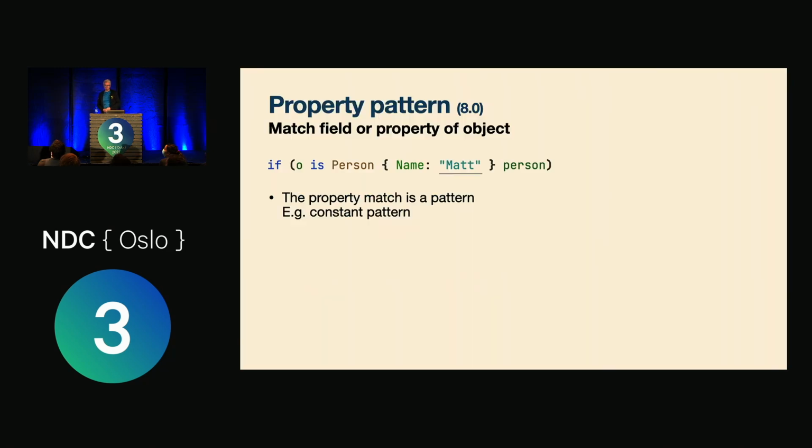And when we're talking about the property pattern, I kind of just didn't really explain this one properly. I said that we're going to match the name, what's the name property to see whether it's equal to Matt or not. But the way you do that is fairly obvious. You do it with a pattern. And here, this is just a constant pattern. So I'm using the constant pattern Matt to match it against my actual property.